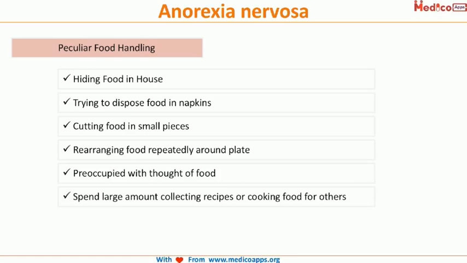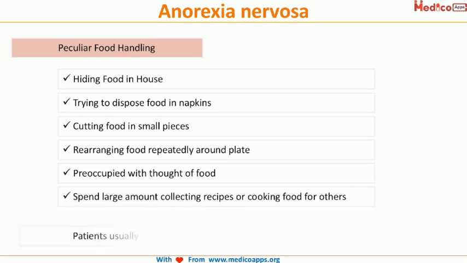These are all ways in which they are trying to reduce anxiety and control the amount of food which they take. So these peculiar food handling habits push the diagnosis towards anorexia nervosa.